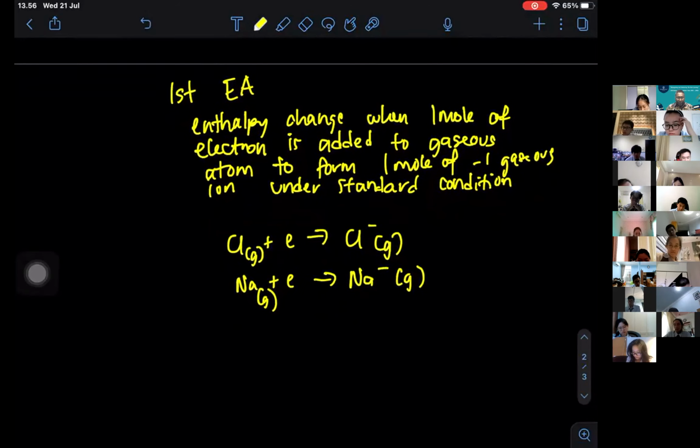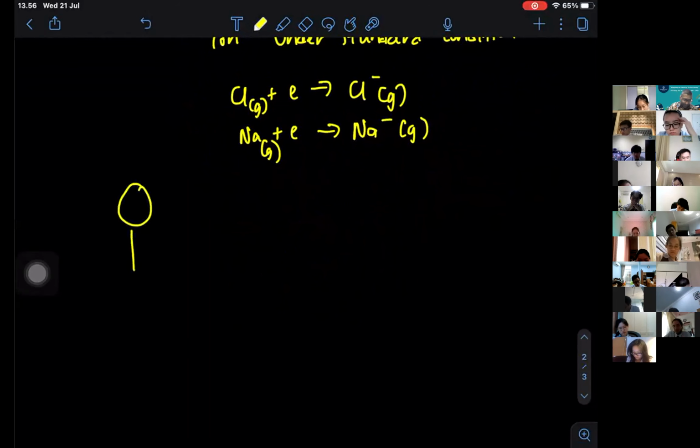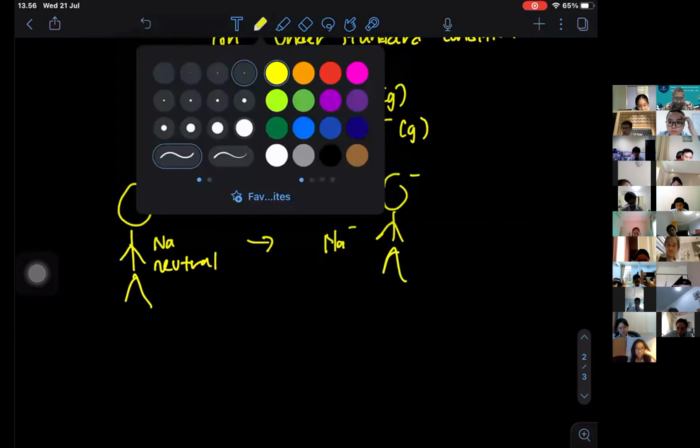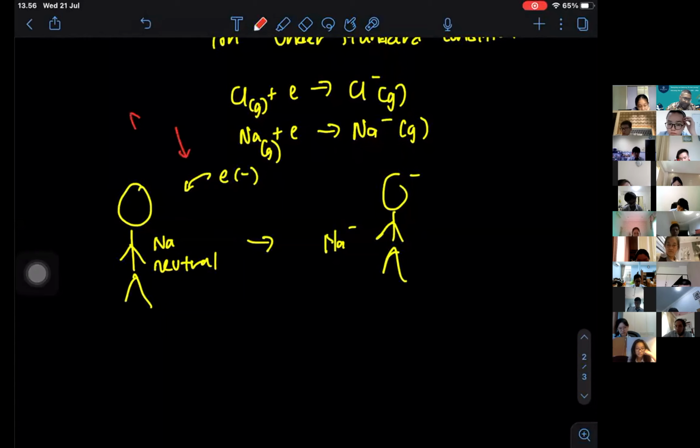Now, this one I have taught you also. When you have a neutral atom, and you are trying to bring in an electron, which is going to be a negative charge, let's say this is neutral sodium, and you are going to make it into sodium negative. So here, what we can say is you are trying to form a bond between the electron and the neutral atom of sodium.